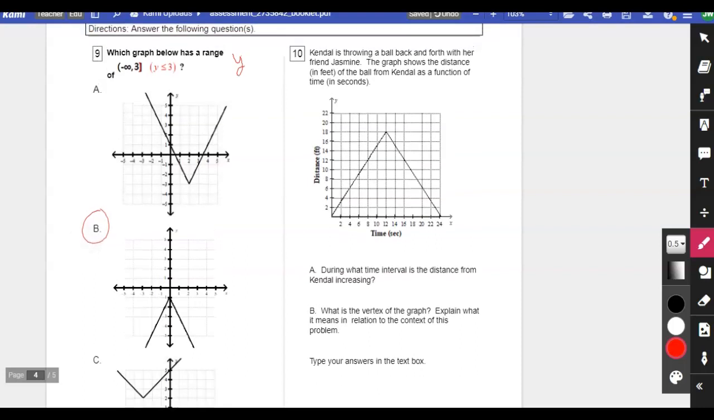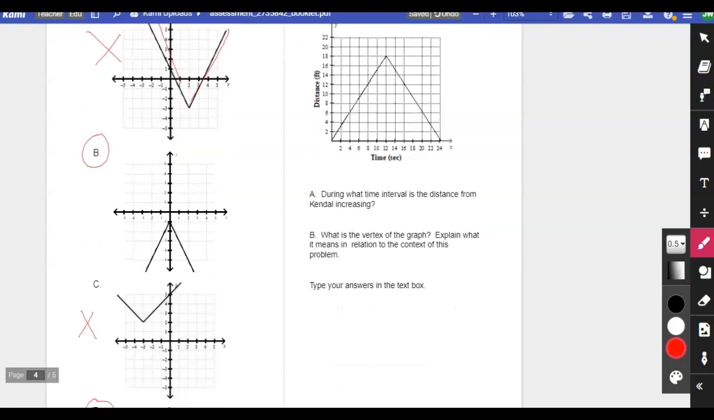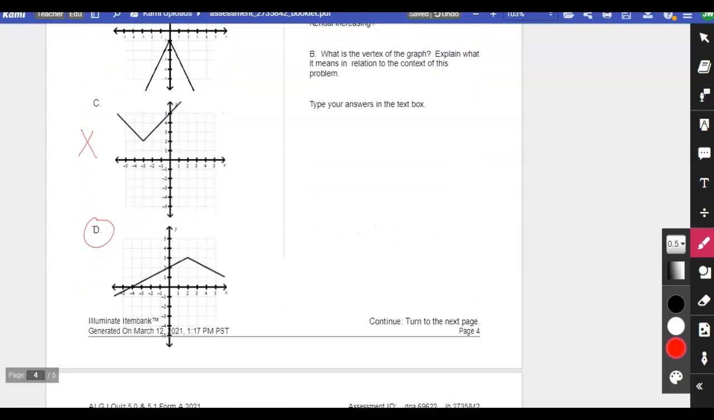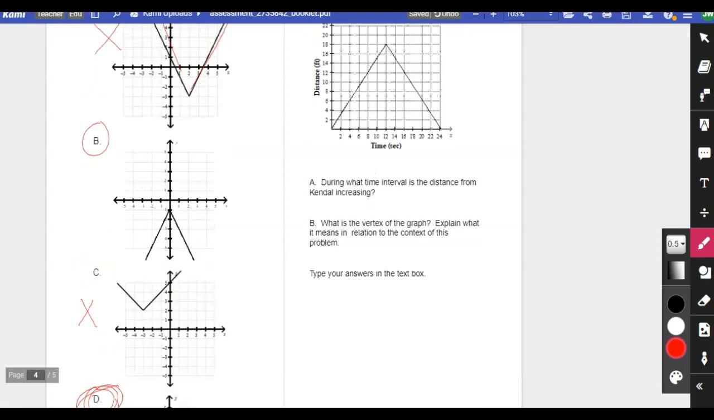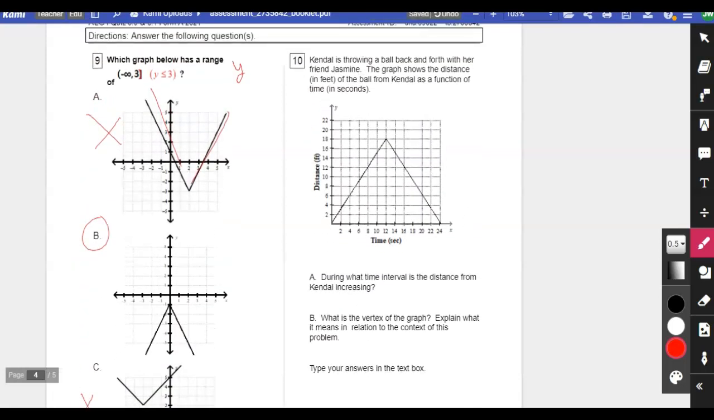And then I'm looking, because these ones go to positive infinity, I'm looking for ones that are less than or equal to 3. D is my answer. We really struggled on number 10, and there's going to be one like this on your quiz, so it's important you know how to do this. I think the wording might have thrown some of you off.